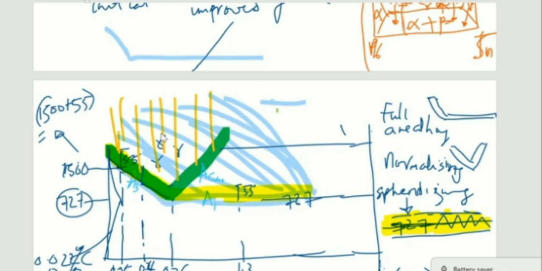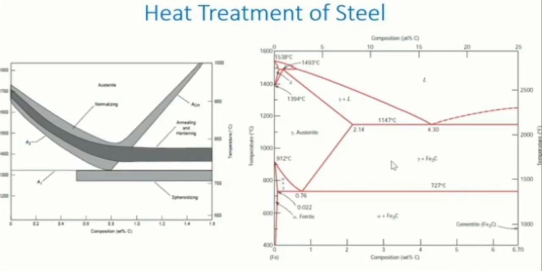So for the full annealing, it's hitting above this L shape I just drew, or I just shaded, right? While for the normalizing, it's just these yellow lines I drew within the V shape. So within the V shape, we only have austenite, while within the L shape, we can have austenite plus cementite. Just as is given here, you can see this austenite plus cementite and austenite. So that's the full annealing. And if you look at it, this is the A3 and this is the A1 for the full annealing.